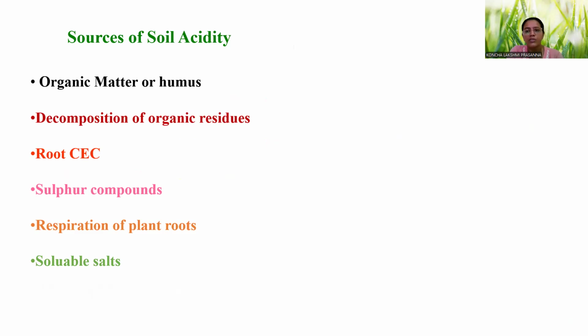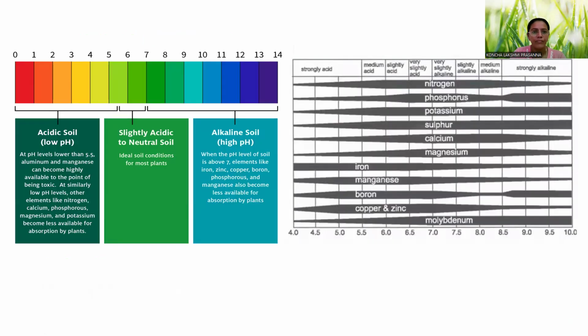Soluble salts released during the weathering of rocks and minerals, and also during the mineralization of nitrogen and phosphorus, release more H plus ions, causing soil acidity. So these are the various sources which make the soil more acidic.